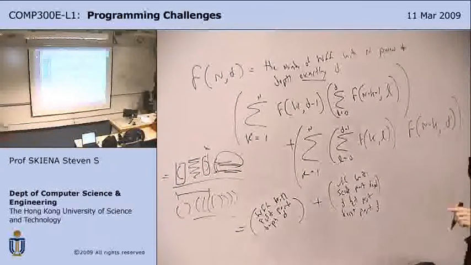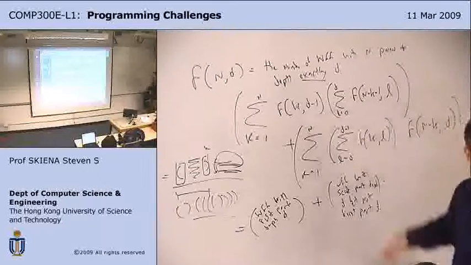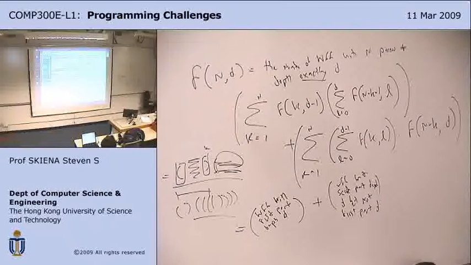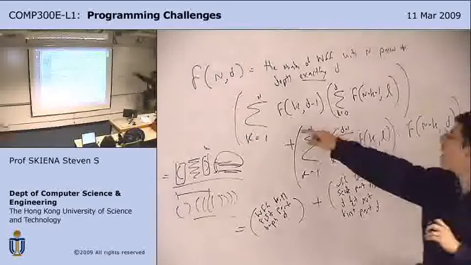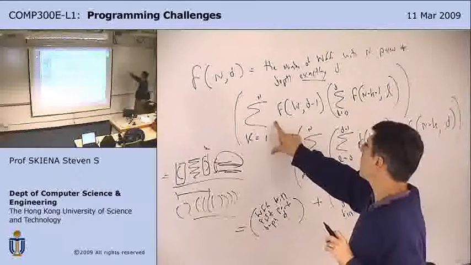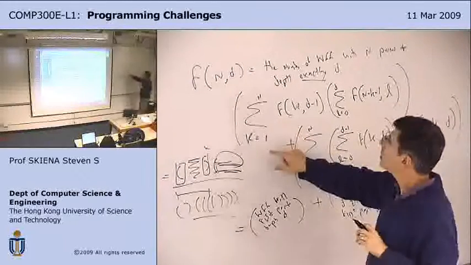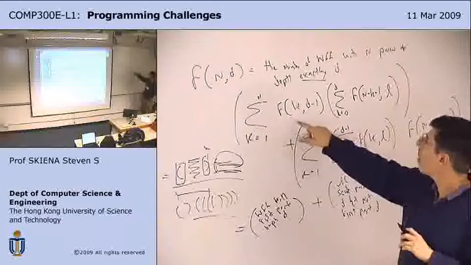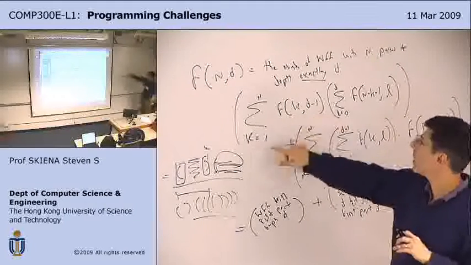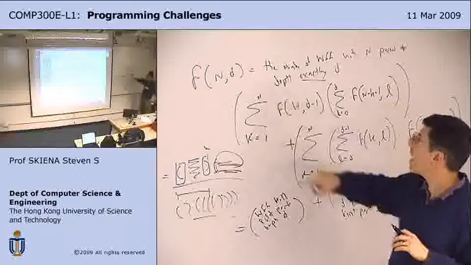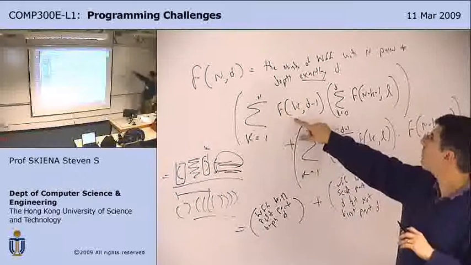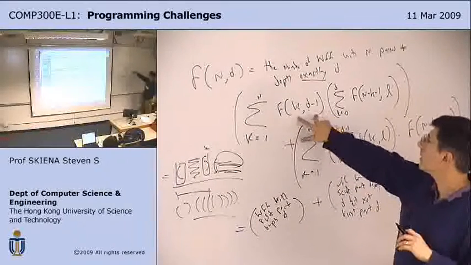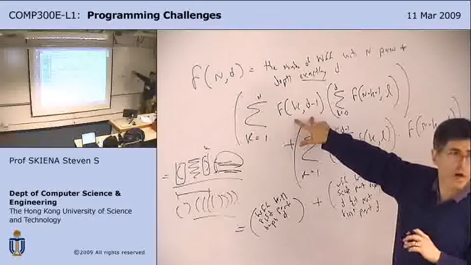So let's figure out now if the first part counts what you want it to count, and then if the second part counts what you want it to count. Does the first part count what you want? The first part is going to be of depth D, because you're insisting that k goes from 1 to n. F of k, d, yes, this is exactly of depth D, the first part, right?